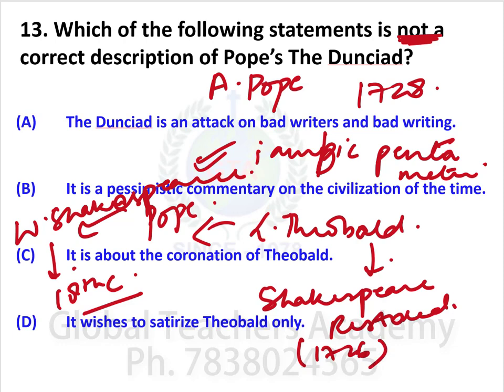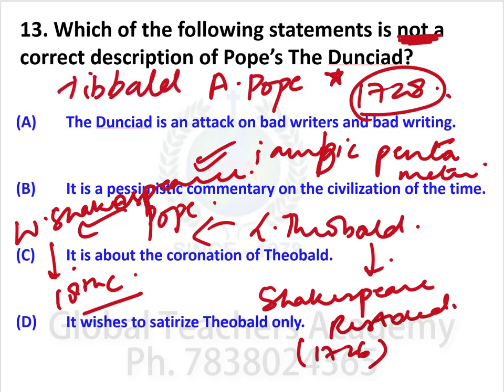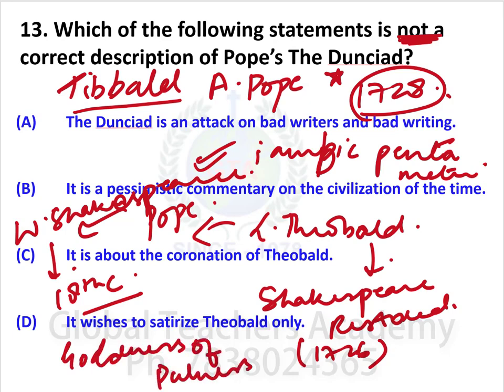And how did Pope respond? Pope responded through the Dunciad, written in 1729. So what is the text about? Theobald appears in the text as Tybalt, so very close to the actual name as well. He is the favorite son of the goddess of dullness, and he's about to get coronated.